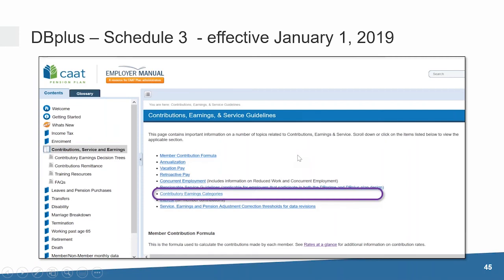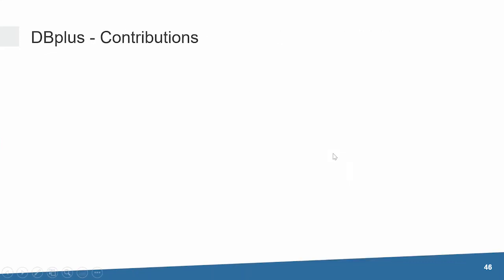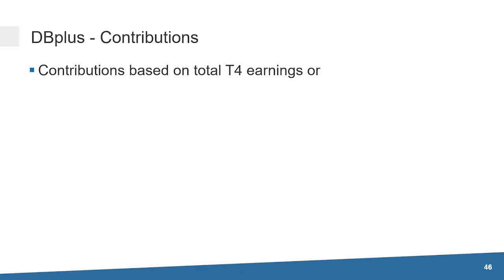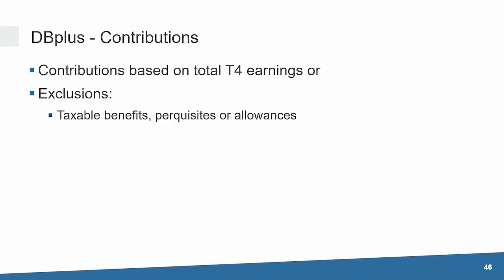Here is where you can locate the Schedule 3 of the contributory earnings for DBplus. Please refer to the Schedule 3 that is effective January 1, 2019. Contributions will be based on total T4 earnings, excluding taxable benefits, perks, and allowances.